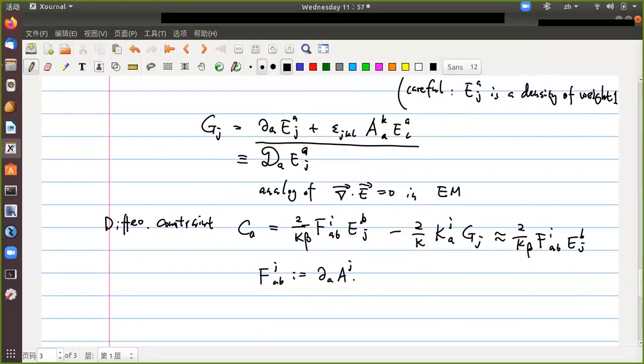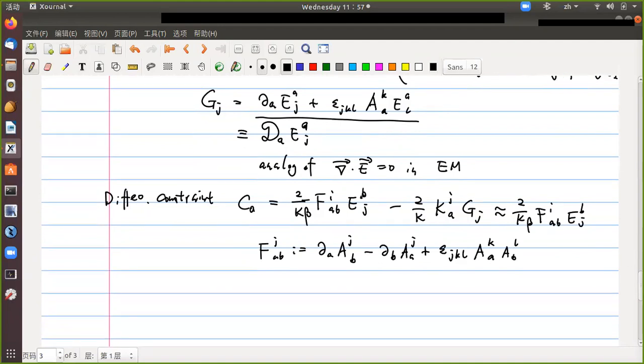And if it is the first time you see this kind of field strength, then you just take it as a definition. Otherwise, for some of you who have seen it before, then of course you should be able to understand it better. Yeah, okay, so this is the definition of F.